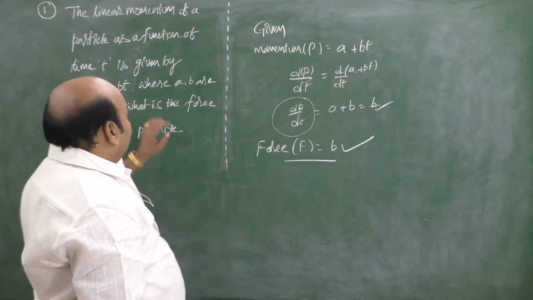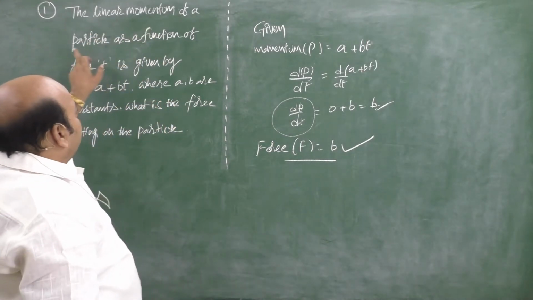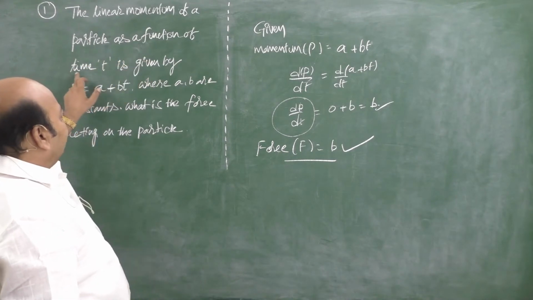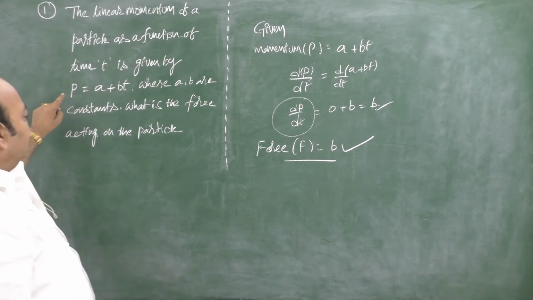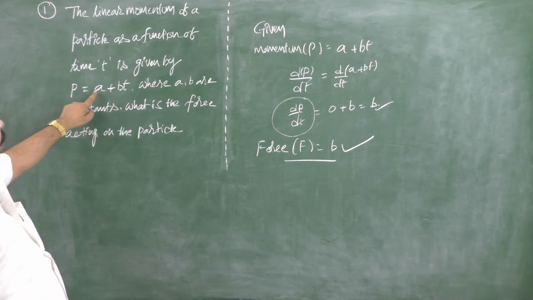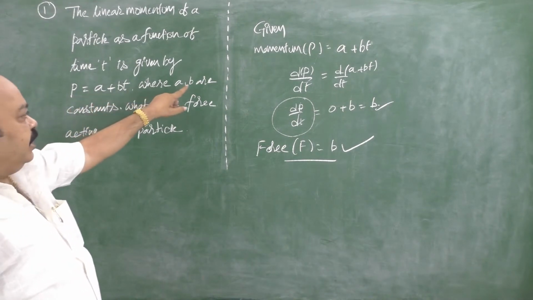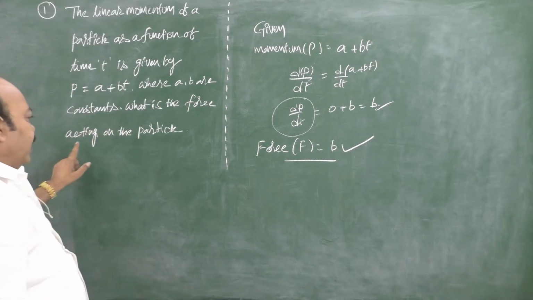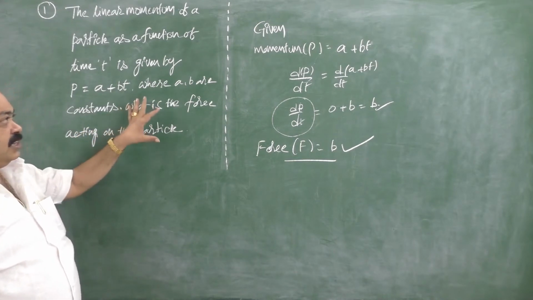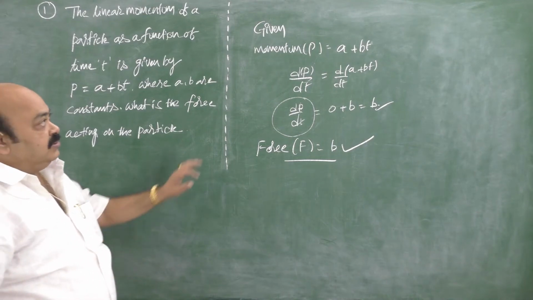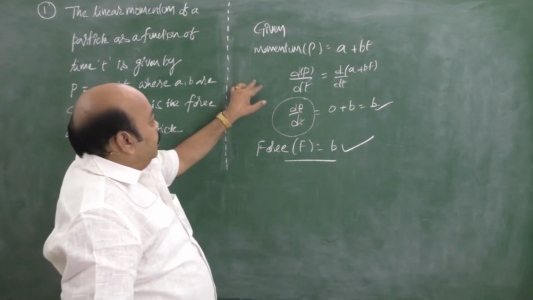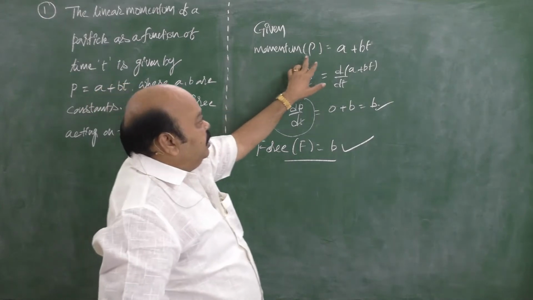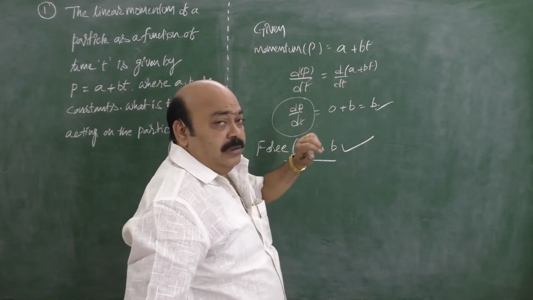Once again, the linear momentum of a particle as a function of time t is given by the equation P is equal to a plus bt, where a, b are constants. What is the force acting on the particle? This is the given problem. What is the solution? In the problem, the momentum P is given as a plus bt.